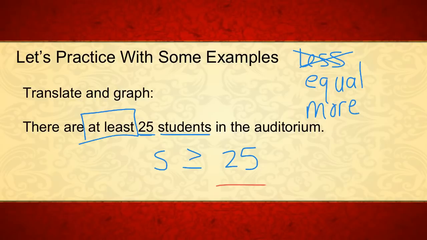So here's my number line, 25, one bigger, one smaller. It is part of the solution set, so I could have exactly 25, so I'm going to color in my dot, or I could have more than that because I have at least 25.